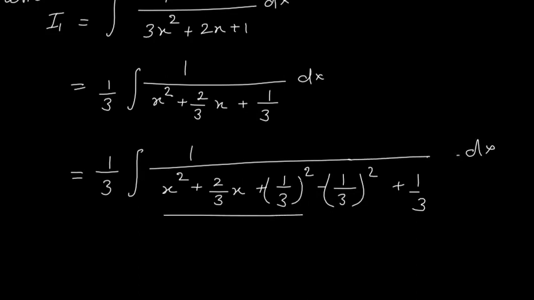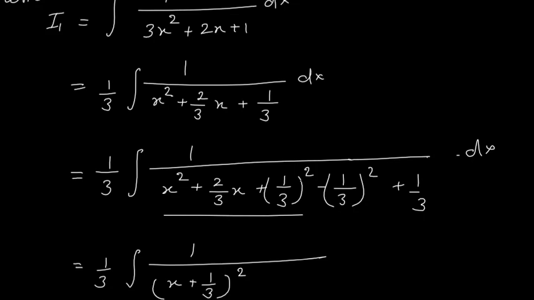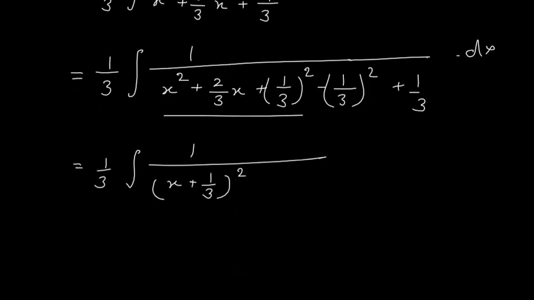Now these 3 terms will become a perfect square. So you will find this as 1 upon, now take x from here and take this 1 upon 3, the sign will be the sign of this middle term. So plus 1 upon 3 the whole square. You can expand and check; you will get the same result as above. Minus this 1 upon 3 the whole square is 1 upon 9, plus 1 upon 3. So 1 upon 3 I can write as 3 upon 9, into dx.